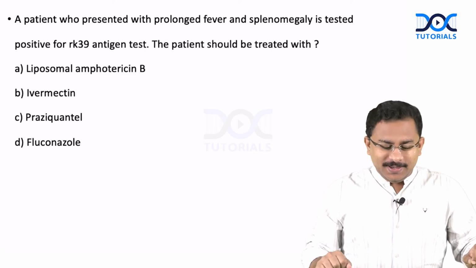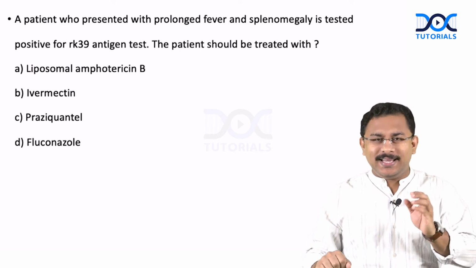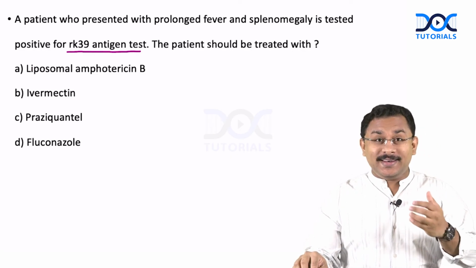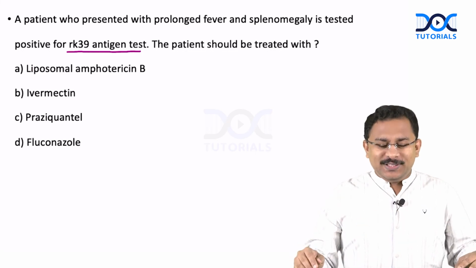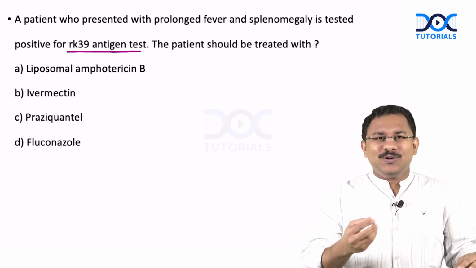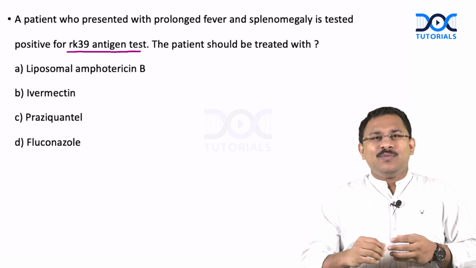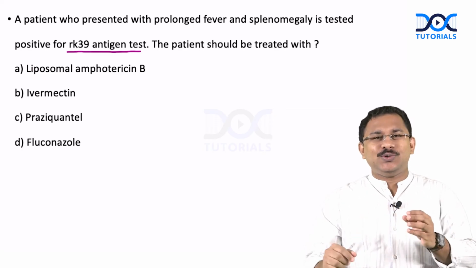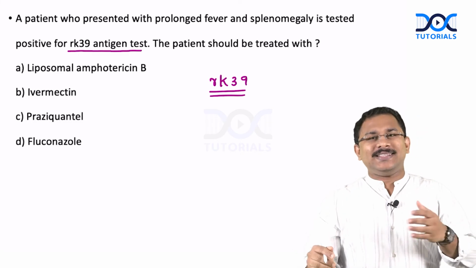Okay, coming to the next question. A patient who presented with prolonged fever and splenomegaly is tested positive for RK39 antigen test. This patient should be treated with, is it liposomal amphotericin B, ivermectin, praziquantel, or fluconazole? So in the setting of a patient with prolonged fever and splenomegaly, the examiner is trying to test whether you know of this RK39 antigen test, which is actually a rapid immunochromatographic test which detects the antibodies to a recombinant antigen, RK39.